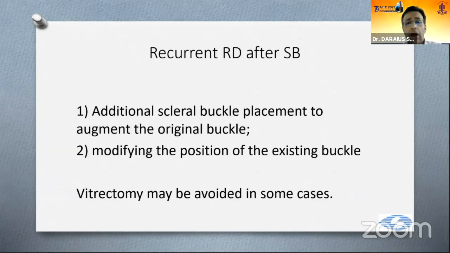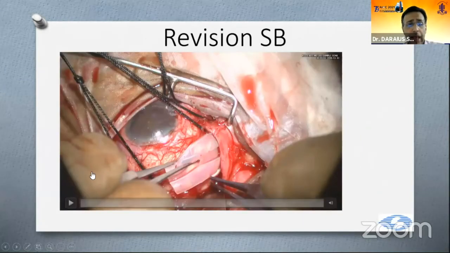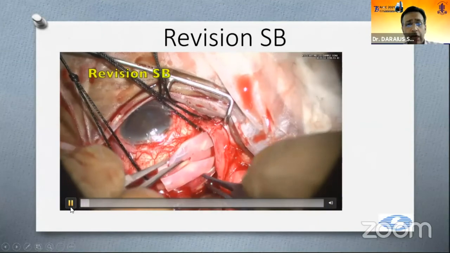So if you have a recurrent retinal detachment after doing a buckle, you can either augment, this is something we don't do very often nowadays, but it used to be done a lot in the past, to augment the buckle or modify the position. And with this, in some cases you may avoid a vitrectomy. So this was a case which we had done some time ago, and you could see well on the optos picture, a nice buckle effect, but there's some fluid inferonasally because there was a superior break. This was a phakic 40-year-old patient, so we are not very keen to do a vitrectomy. And this is how the revision buckle was done.